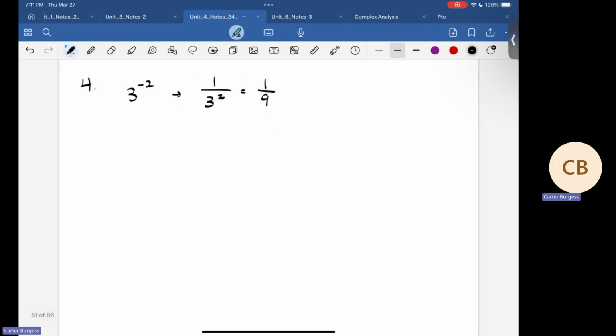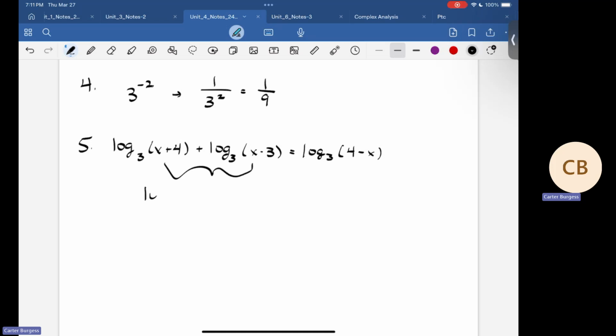Right. Number 5 is definitely a little bit tricky. So this is log base 3 of x plus 4 plus log base 3 of x minus 3 is equal to log base 3 of 4 minus x. Using my product rule, I can condense these two into log base 3 of x plus 4 times x minus 3, which is equal to log base 3 of 4 minus x.